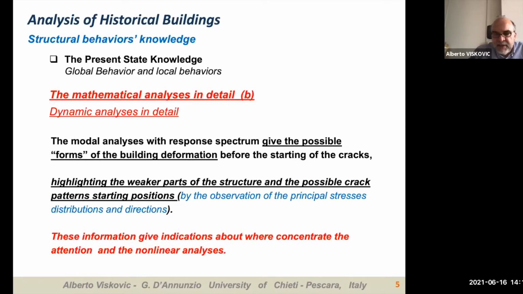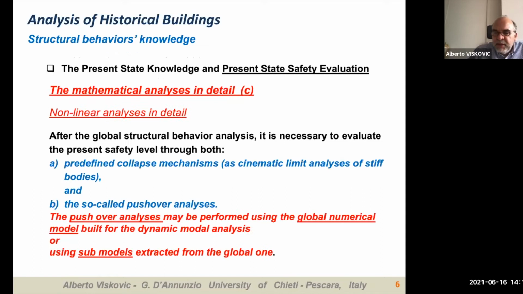Then the nonlinear analysis may also be used to study the structural behavior of the monument, but pushover analysis is also very good for the safety level assessment.